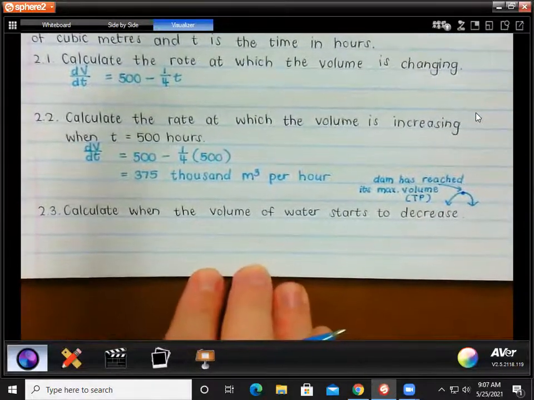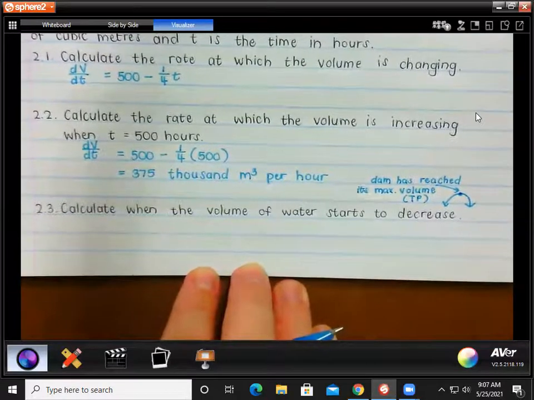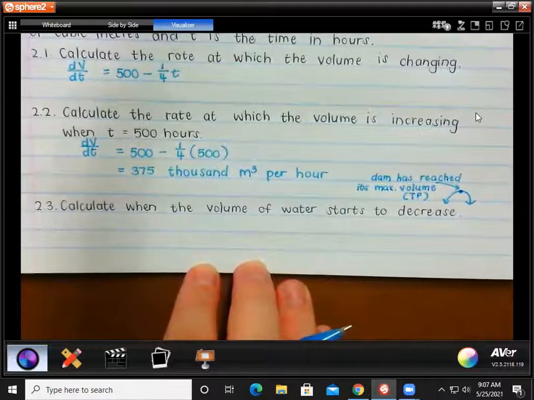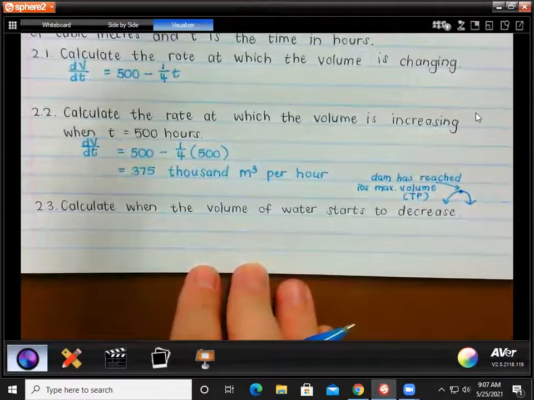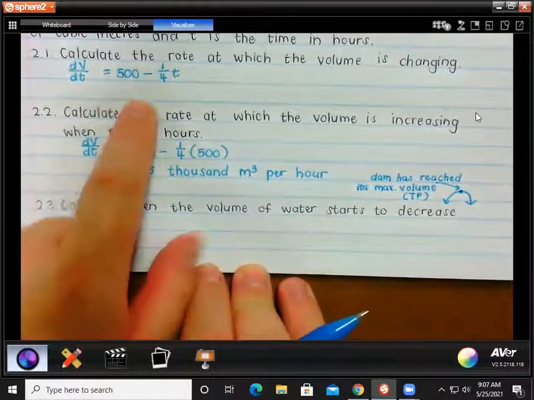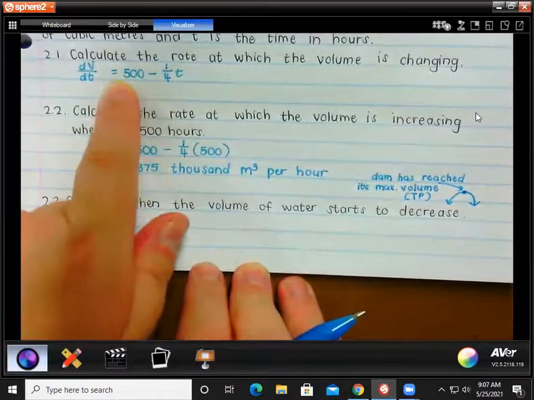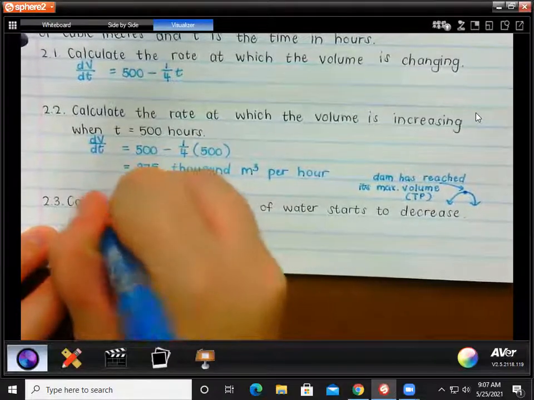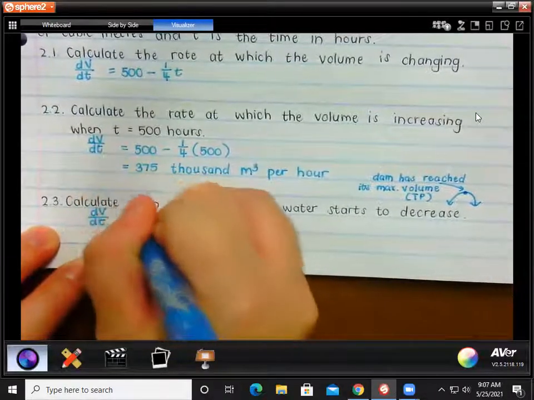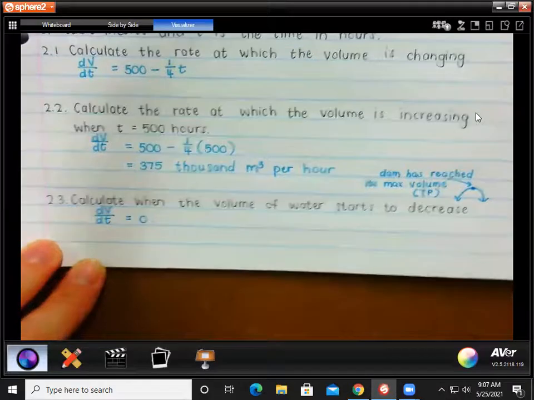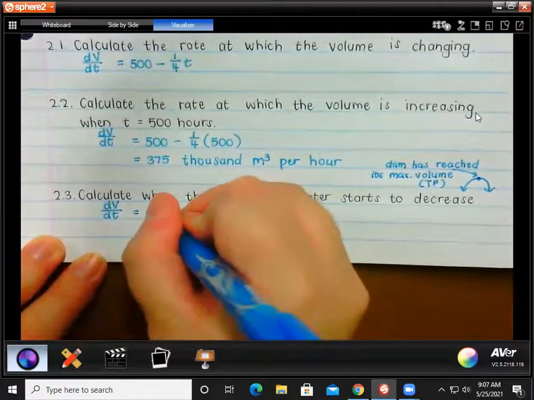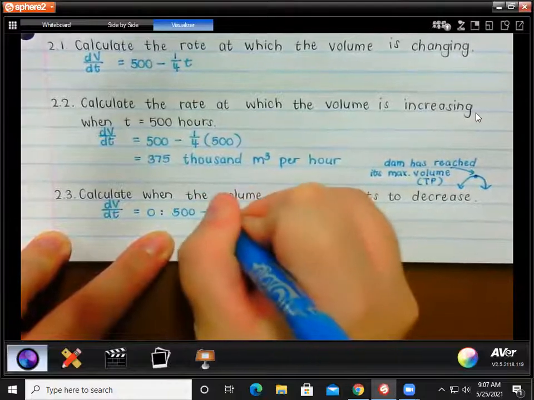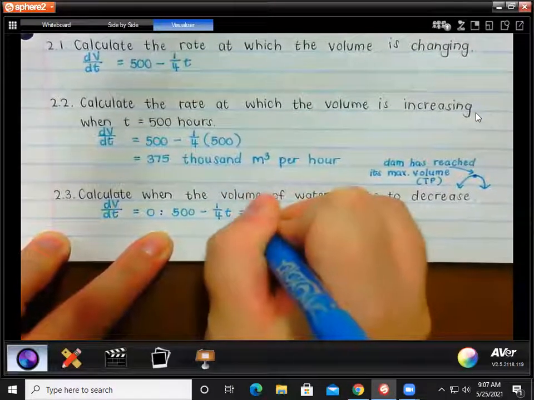So basically, guys, what they're wanting us to do is to find where the turning point of that function would be, at what t value. Now, how do we find the turning point? We're going to make the derivative equal to 0. We already have the derivative, hey? We know that it's 500 minus a quarter t. So we're going to say where dV over dt is equal to 0. So 500 minus a quarter t is equal to 0. And now we're going to solve for t.